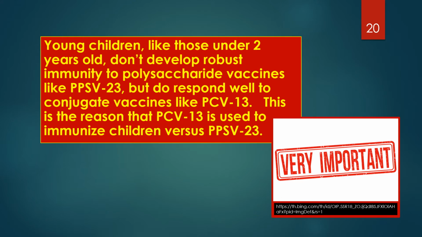It's important to understand that young children, like those under 2 years old, don't develop robust immunity to polysaccharide vaccines like PPSV23, but do respond well to conjugate vaccines like PCV13. This is the reason that PCV13 is used to immunize children versus PPSV23.